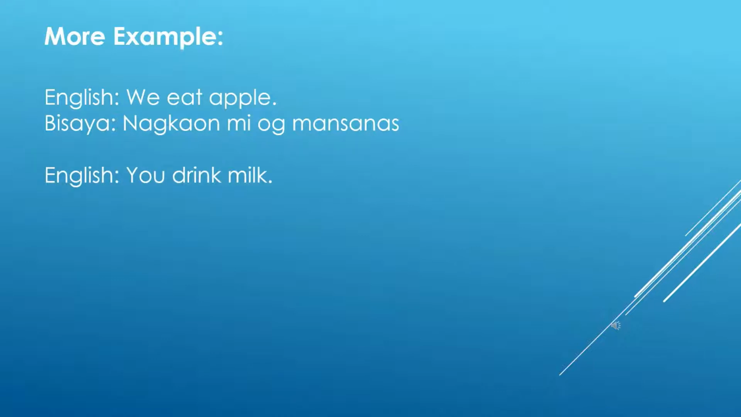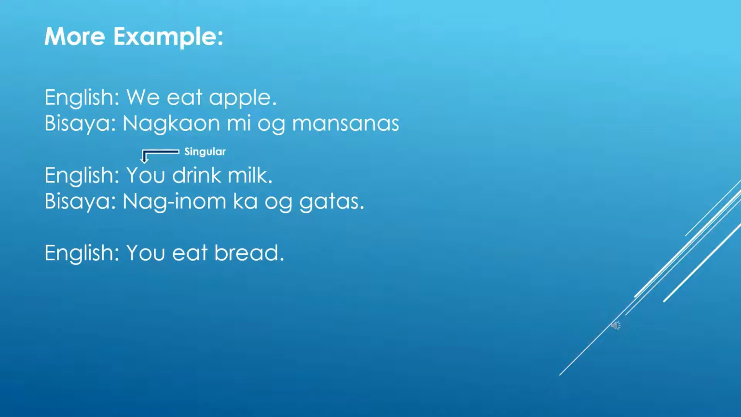In the second example, you drink milk. In Bisaya, nag-inom ka og gatas. In this case, we used you in singular form, which is ka, short term for ikaw. And gatas is translated as milk in English. In the third example, you eat bread is translated as nagkaon mo og pan. In this sentence, you was used in plural form, which is mo, short term for kamo, and bread means pan in Bisaya.